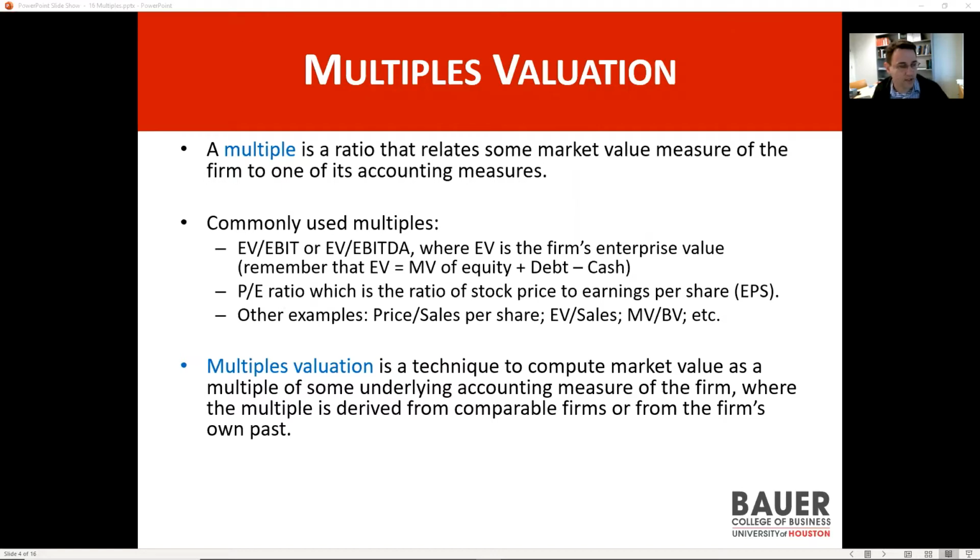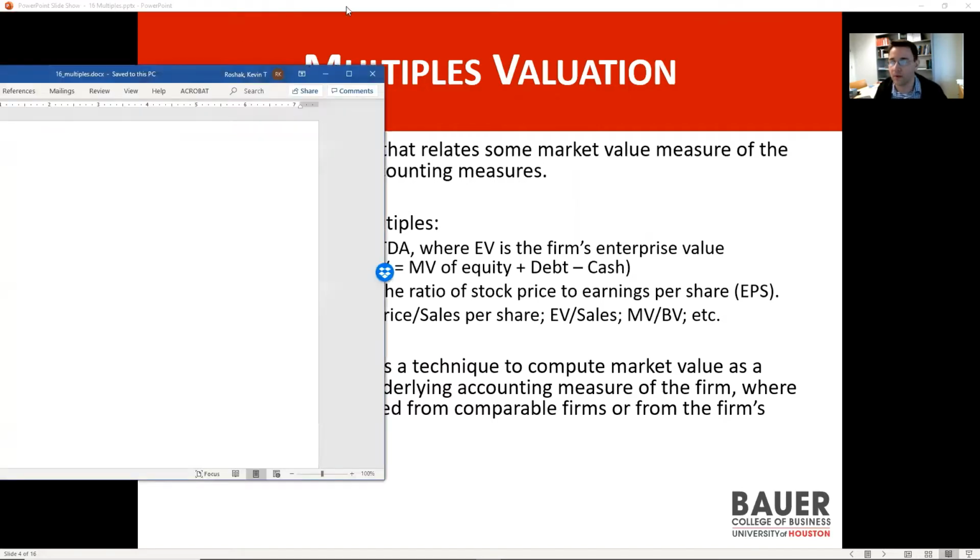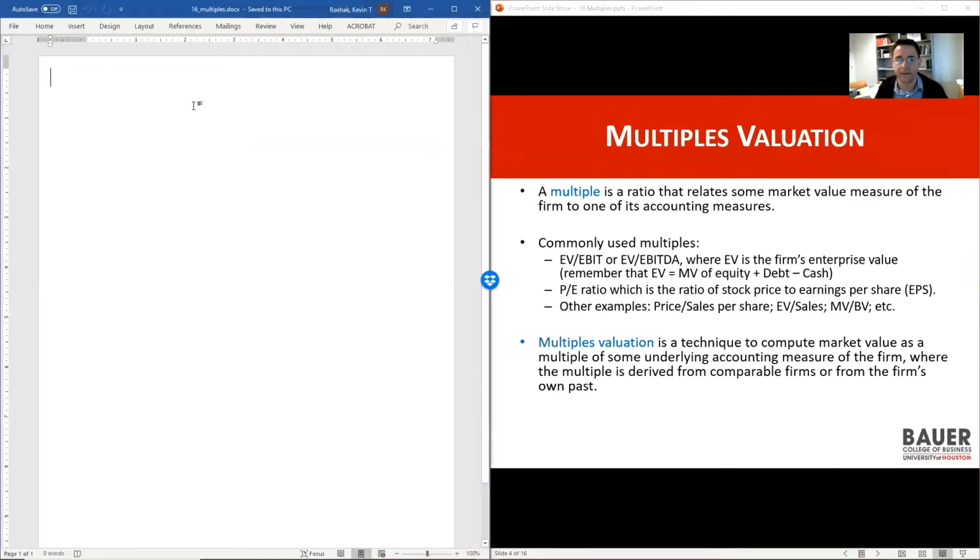All multiples are essentially a ratio. So we pull up the whiteboard here just so you have it. The ratio has two components. The numerator is going to be a market value, and the denominator is going to be an accounting value. And the idea here is that this ratio should be similar for similar companies.